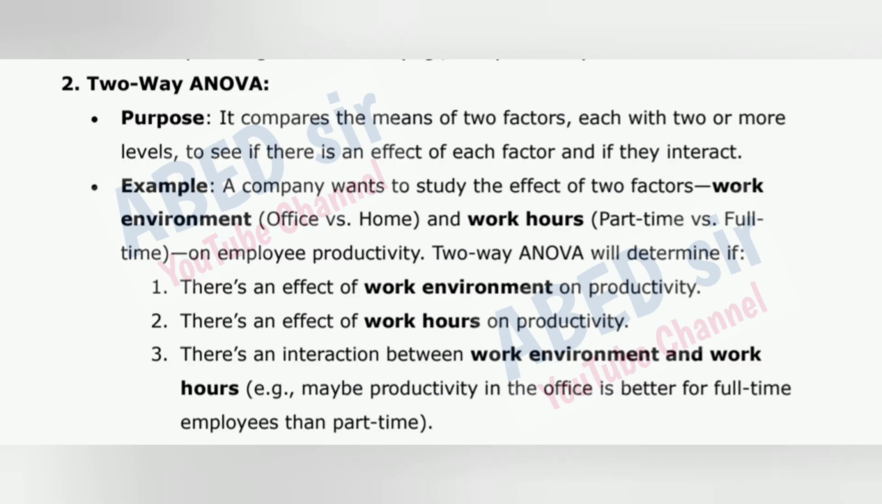Two-way ANOVA will determine if: 1. There's an effect of work environment on productivity. 2. There's an effect of work hours on productivity. 3. There's an interaction between work environment and work hours. Example: maybe productivity in the office is better for full-time employees than part-time.